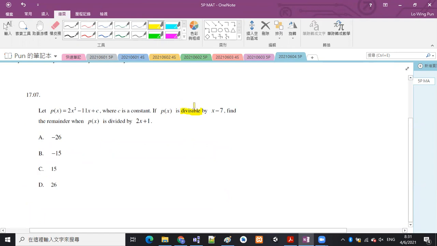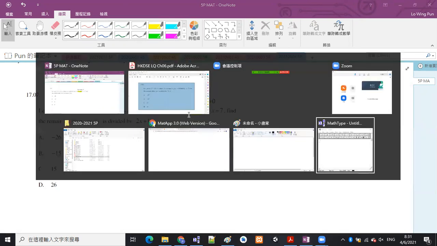Divisible. And then just write down the meaning here. Meaning is the remainder is equal to 0. Okay, and it is divisible by x minus 7, so we will have a P number. The remainder is equal to P of a number. P of what number this time? 7. Okay, just 7, P(7), right? Let us calculate P(7).